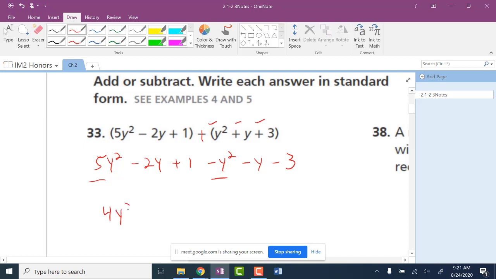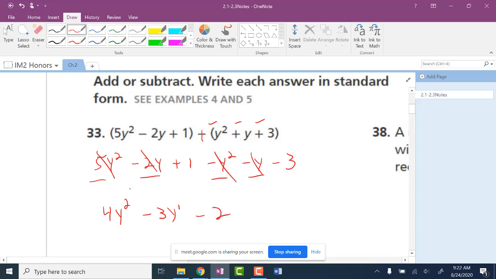4y squared. Negative 2y, negative 1y is negative 3y. And then notice when you add like terms, nothing happens to the exponent. They stay the same. We're not multiplying these variables, so that stays squared, and then this stays to the first power if you want to write it. Sometimes when I'm done adding like terms, I cross them off so I don't have to look at them anymore, but also make sure I didn't lose any other like terms that go with the y squared and the y.